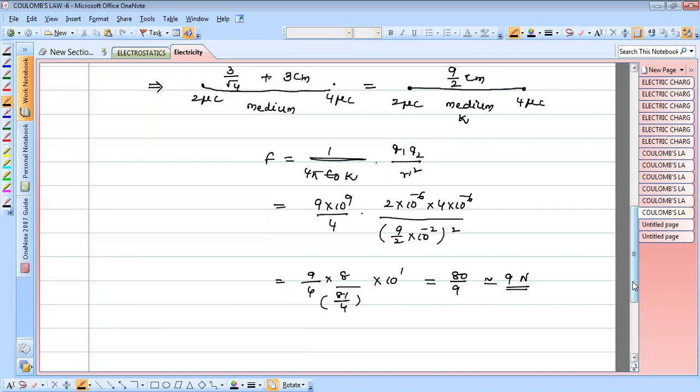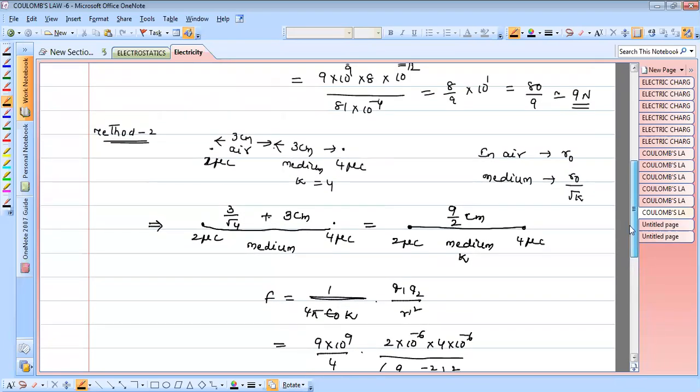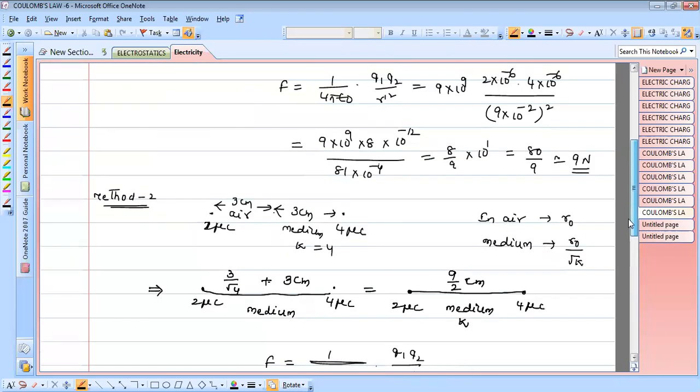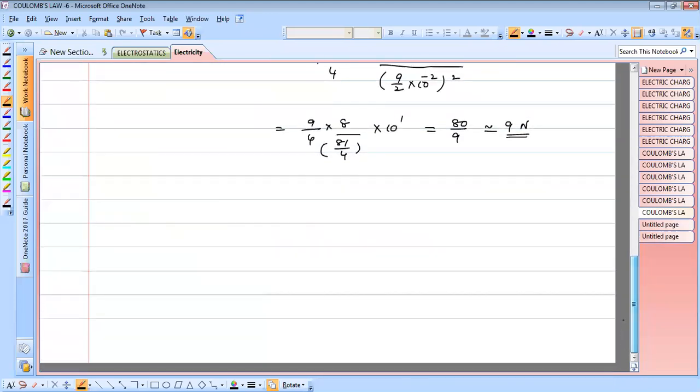This is the answer. You can replace with the air or replace with medium, you will get the same answer. So now I want to ask a small question on the basis of this. Now let us take two charges. This is 2 coulombs. This is 3 coulombs. They are separated by two mediums. This is a width of 2 centimeter. This is a width of 4 centimeter.